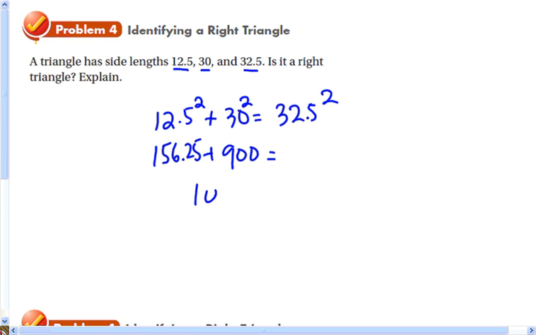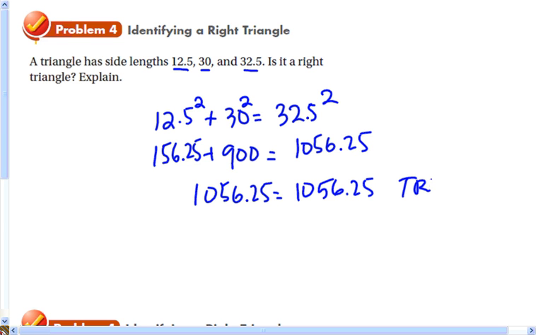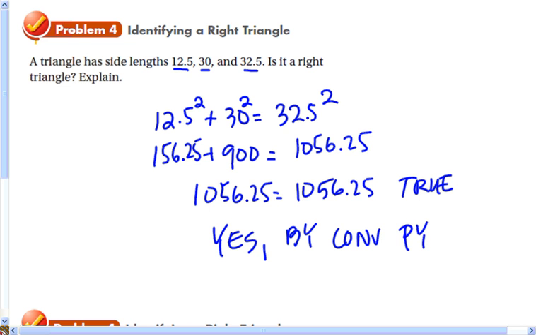And 156.25 plus 900 equals 1056.25. And we're going to do 32 and a half squared. And that equals 1056.25. So, since we get a true statement, this triangle has to be a right triangle, according to the converse of Pythagorean's theorem. We'll just say by converse of Pythagorean's theorem. All right.